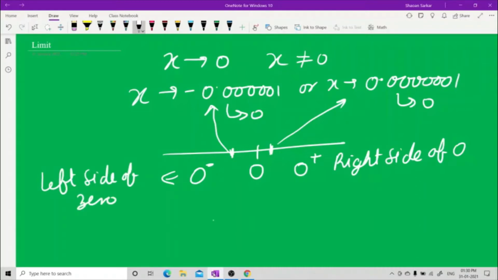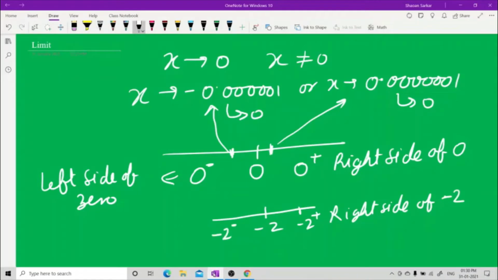Now let us take a negative number, minus 2. This side is called minus 2 plus, that is the right side of minus 2. And this is minus 2 minus, the left side of minus 2. Don't make it plus 2. The plus and minus are written on the superscript, so understand them as right and left. I hope now you've understood what exactly x tends to 0 means, and the right side and the left side.